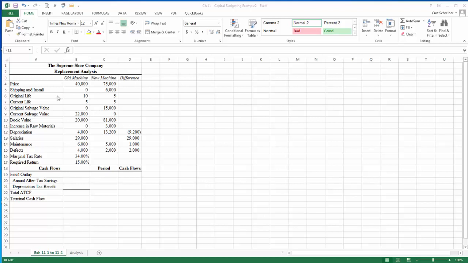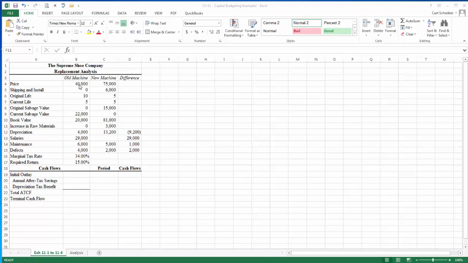Let's take a look at the setup for the problem. Notice here that the problem has our information provided in 3 columns. The first column is for the old existing machine. We have the new machine as well as the differences between the two alternatives.